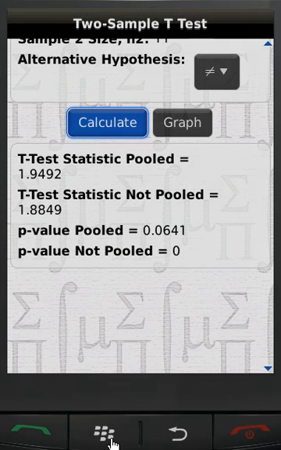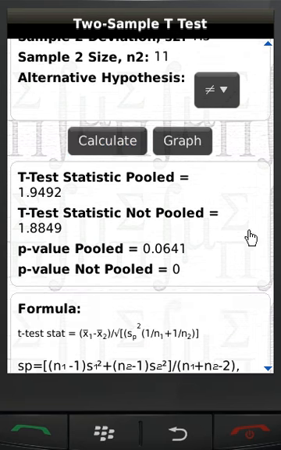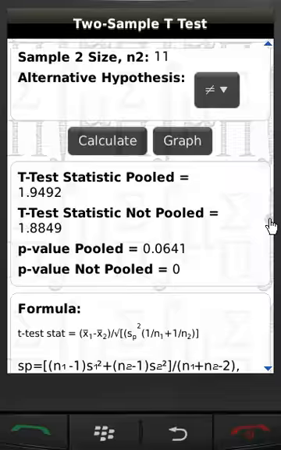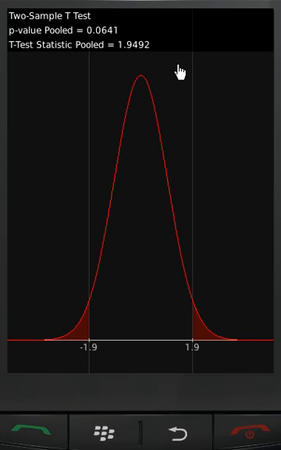So there is a help provided for this. And I do give the formulas in case you're curious of how to do this by hand. I do give the formulas for you. And I give the rejection rule. If you'd like to see the graph, you simply click on Graph.